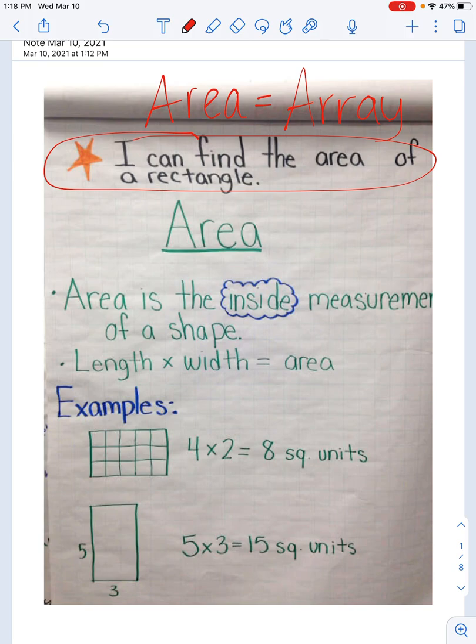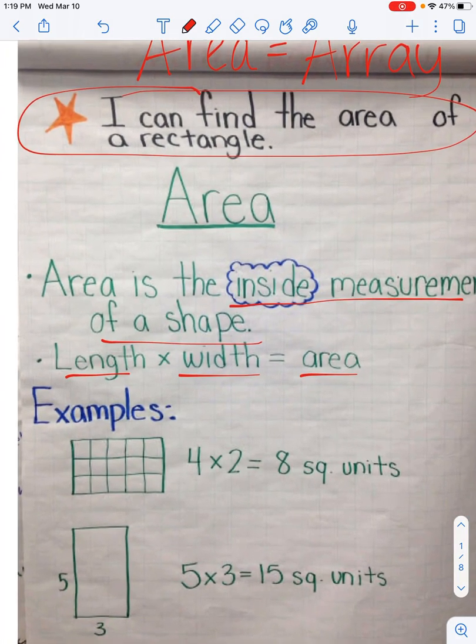Area is the inside measurement of a shape. So it's saying how much is there inside of that shape. What's the total measurement? To do that, we will look at the length and the width. When we multiply the length and the width, we get the area.